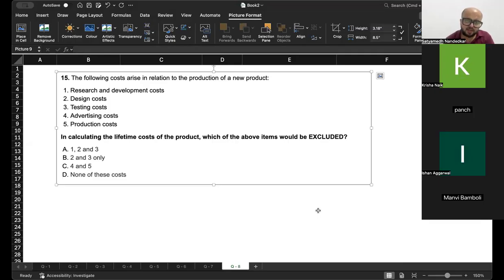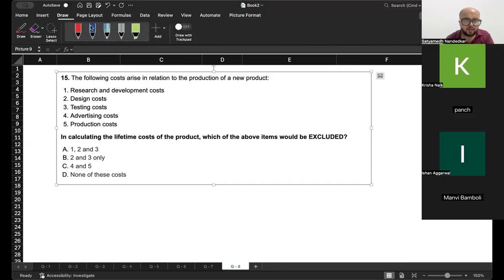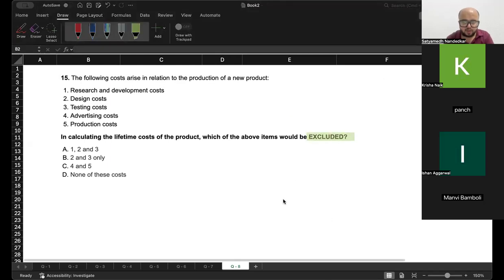The following costs arise in relation to the production of a new product: research and development, design, testing, advertising, production. In calculating the lifetime cost of the product, which of the above items would be excluded? Okay, focus on the word excluded. Which items are you not supposed to include in life cycle cost? Have a look and tell me.